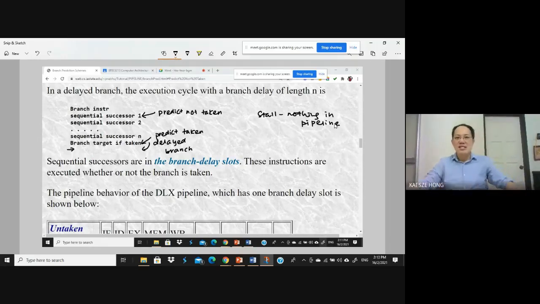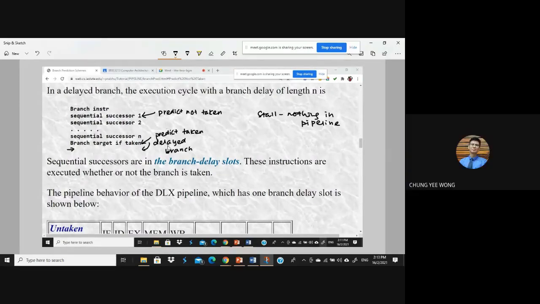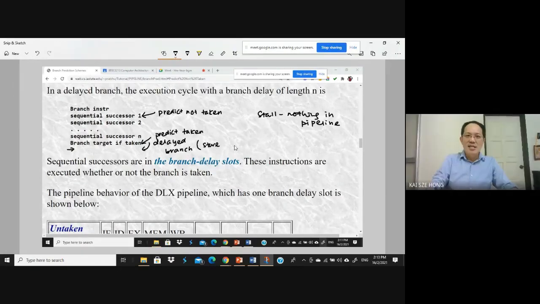Chong Yi, can you understand? So the delay branch would not be executed if the criteria wasn't met, right? It will not be executed immediately. You will store the result later for later use.